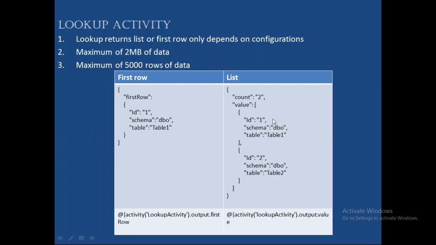Now when I want to pass this output to my for each activity, I have to say @activity dot output dot value. If I give value, these two items will be passed as the input to your for each activity. See here, @activity of lookup activity dot output dot value. Value means it will give you this. If you say activity dot output dot first row, it is going to pass only the first row.